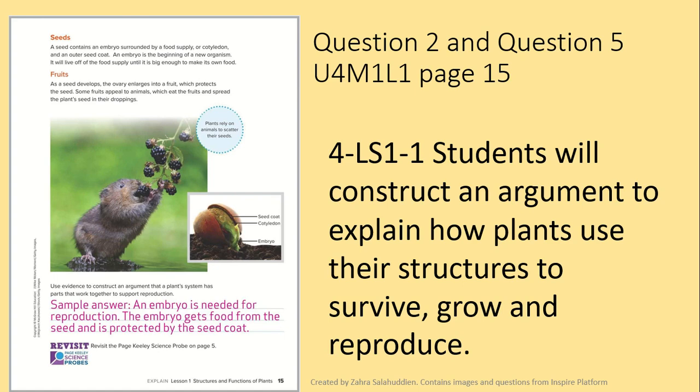Okay, now let's move on to page 15. On page 15, there are 2 main concepts. There are 2 parts of plants that are used for reproduction, and these are seeds and fruits. So let's discuss what the seed is used for and what the fruit is used for.